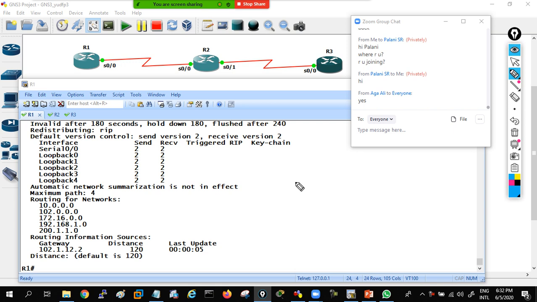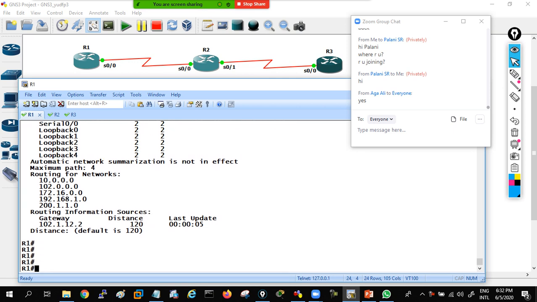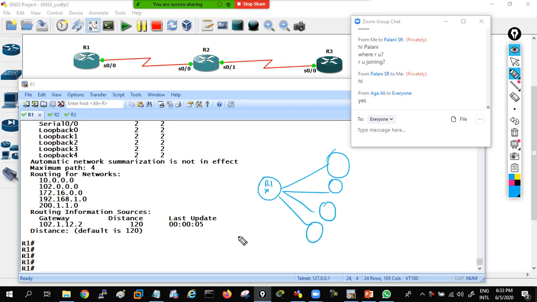Everybody is okay? Now I'm going to play with something. One question: when we say maximum paths, default is 4, you said, right? Is this 4 hops? No, no, 4 paths, four different paths going. Clear, sir? Okay. Right. Now let's go and see here.